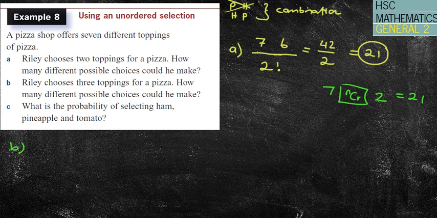Part B, Riley chooses 3 toppings. Well, this will be very similar. 1, 2, 3. I've got 7 toppings, then 6 toppings, then 5 toppings. And I'm going to divide this by, this time there are 3 places, so I'm going to divide it by 3 factorial. Okay, this time we've got 6 times 5 is 30, times 7 is 210. Divide it by 3 factorial, which is 3 times 2 times 1, so that's 6. And then once I've got that, we can put that into our calculator to make it a more simple fraction, I guess, which will give us 35.